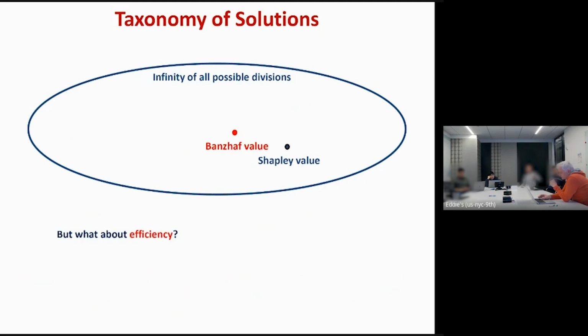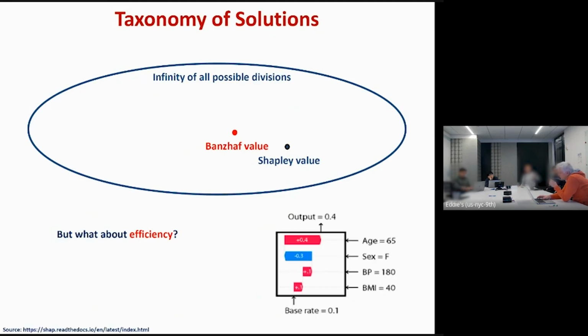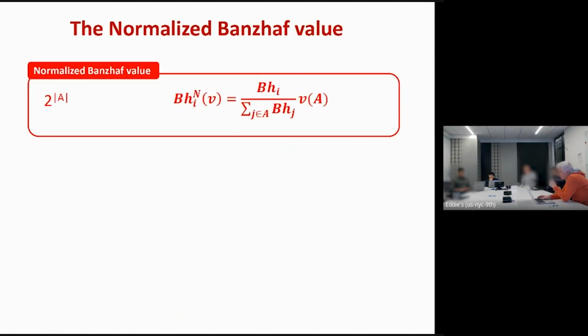Banzhaf value by definition is not efficient. So it does not split the payoff between the players. It does not need to sum up to 1. But of course, you could. This is something we like because in explanation of the model, we would like to attribute the output of the model to the features, to split the output of the model and assign it to features exactly. But essentially, you can simply normalize the Banzhaf value, so it's efficient.